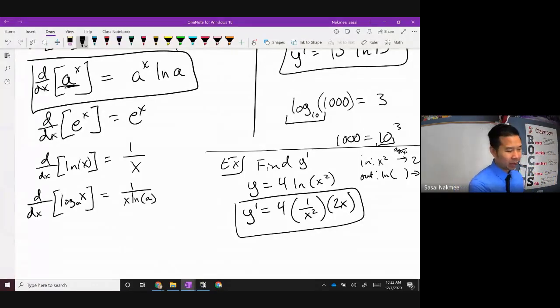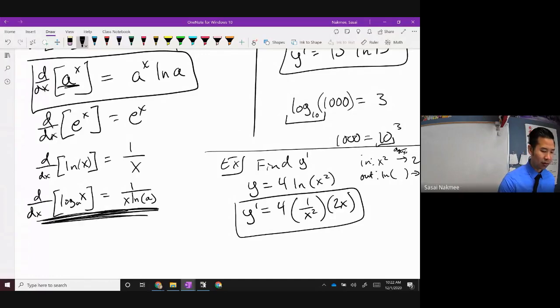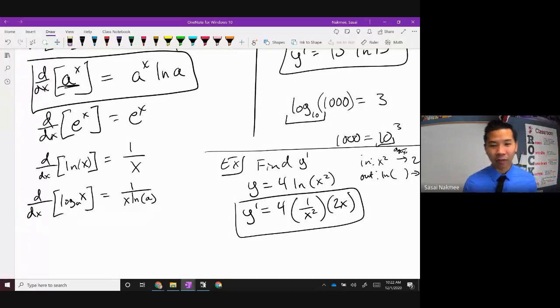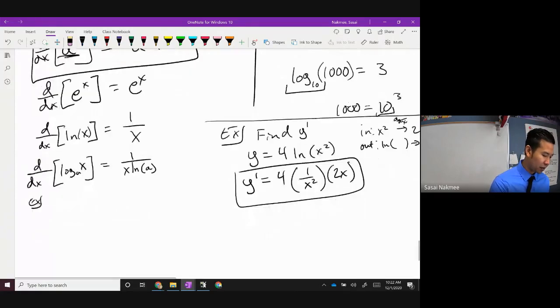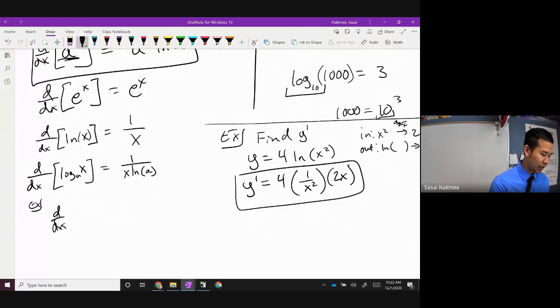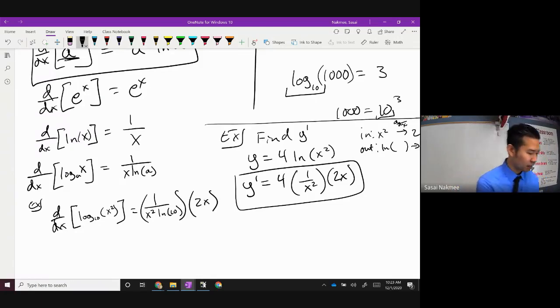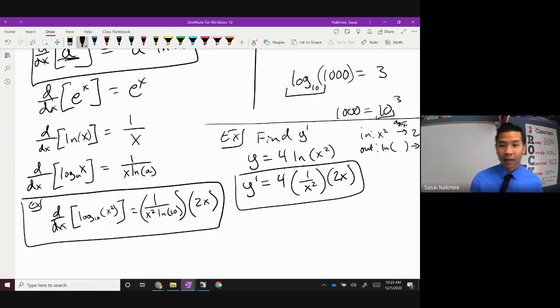This one is not as common, by the way. I've never really seen it show up too often on a test, but if you have it memorized, it is an easy thing to do. So for example, if I was asked to take the derivative of, let's say, log base 10 of x squared, right? That derivative is going to be equal to 1 over x squared natural log of 10 times 2x. And that would be it.